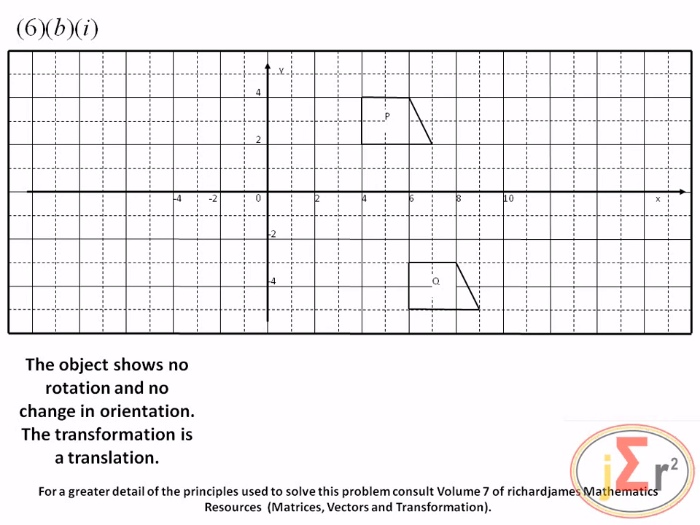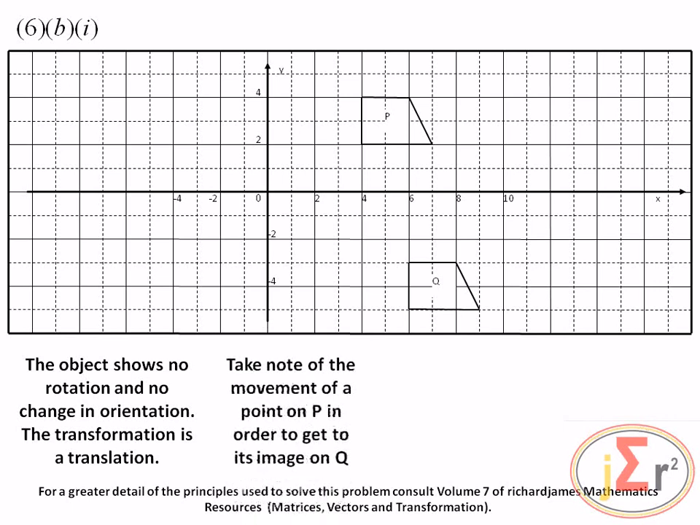Now we are going to pick a point on the original object and see how it is related, or the movement that we will cause it to undergo in order to get to its image on the figure Q. So take note of the movement of a point on P in order to get to its image on Q. So we have it right there.